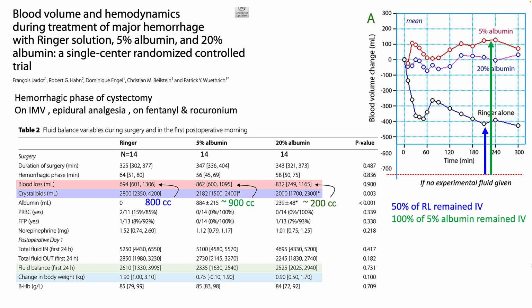First, at 4 hours, around 50% of ringer lactate remained intravascular. We learned from the previous lectures that only 20% of ringer lactate should remain in the intravascular compartment. And you can already see that more of the ringer lactate remains intravascular because of the hypovolemia. And 100% of 5% albumin remained intravascular, which is very interesting. Another interesting thing to note is that a similar amount of ringer lactate and 5% albumin was used. So that might explain why the blood volume change was much lower. We know that you need around 3.5 to 4 times higher volume of ringer as compared to the albumin.